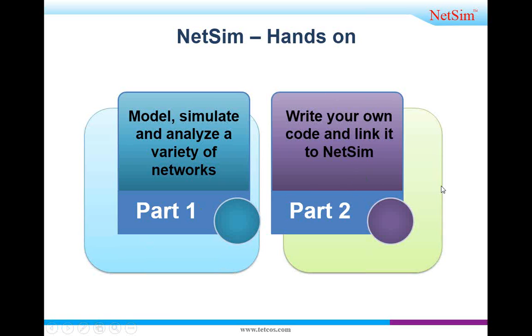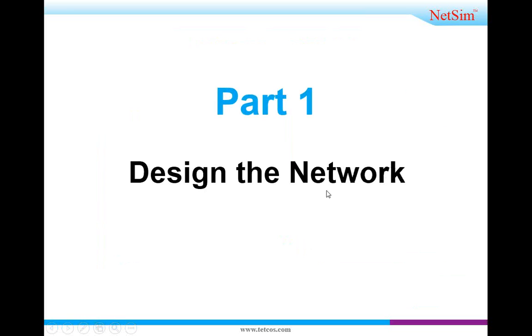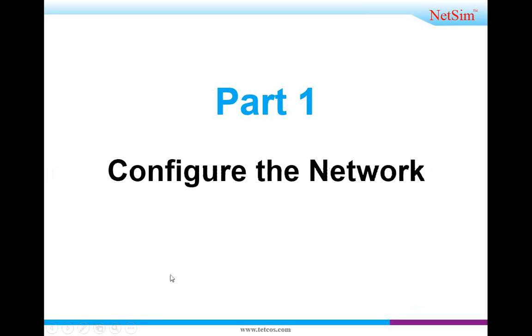So first of all, we go to part 1, that is design the network, where you can drag and drop your nodes and links and create your own network. Then configure the network, where you can set the properties of the network by right clicking on that node and setting them through properties. There are some default properties also and some changeable properties that can be changed according to your requirement.